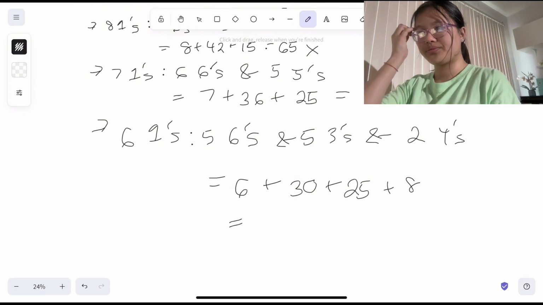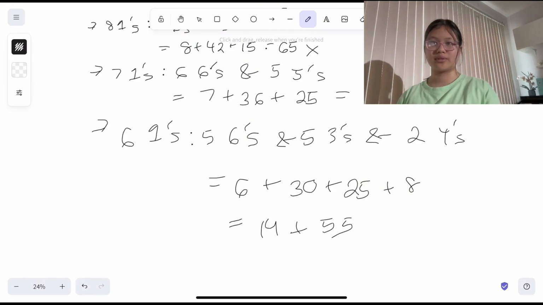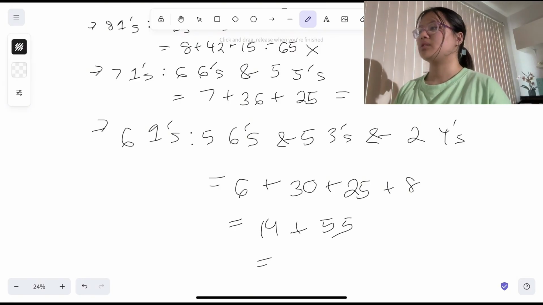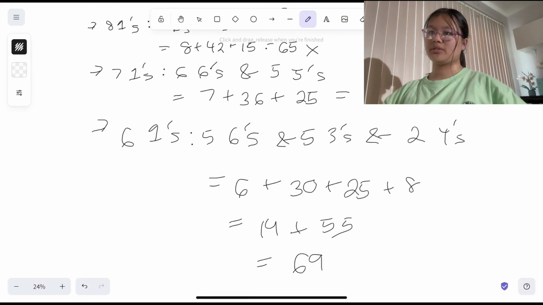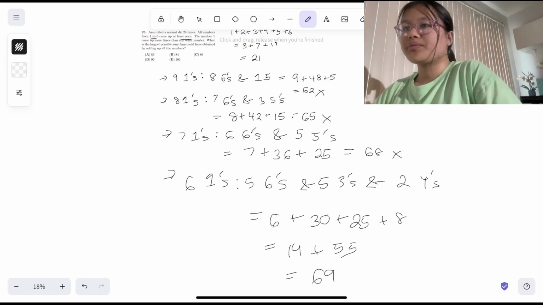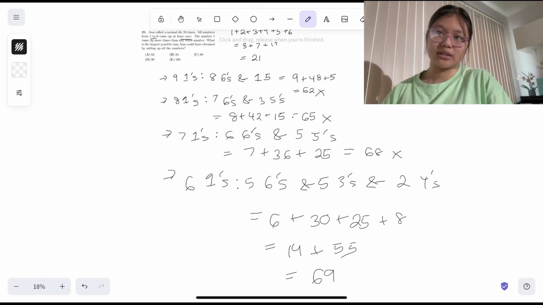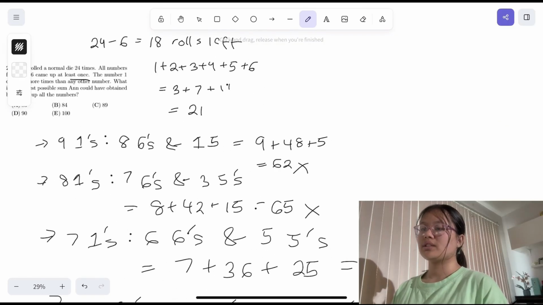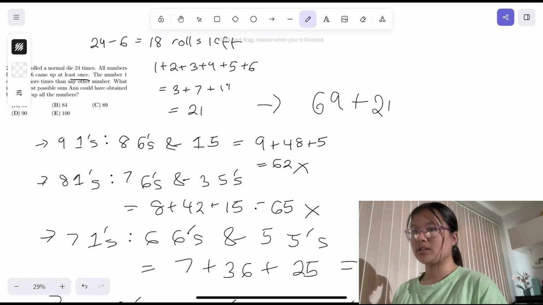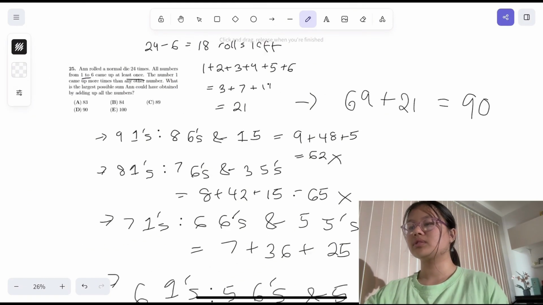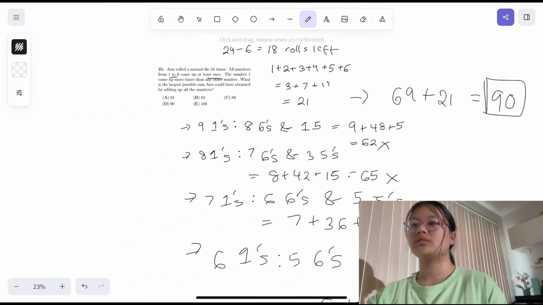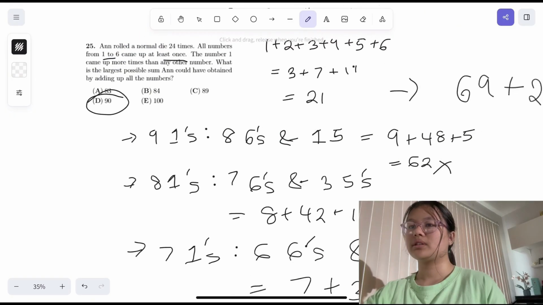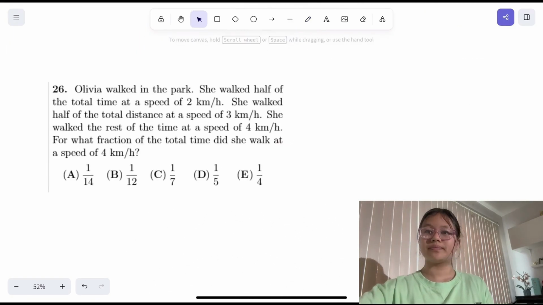So if we kept going, they would not work. There would be fewer ones. So now, the way you get these is basically you just find the most efficient way. So I'm just showing you the most efficient way instead of keep going. So now we just do 69 plus 21, which is 90 in total. So our answer is D, which is 90.